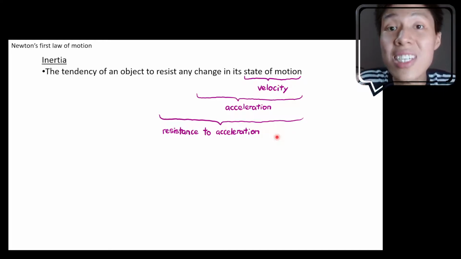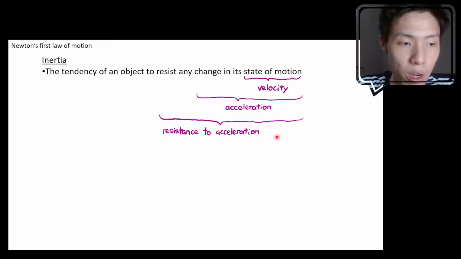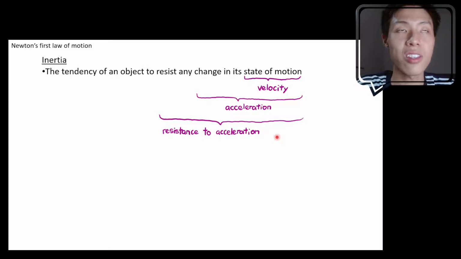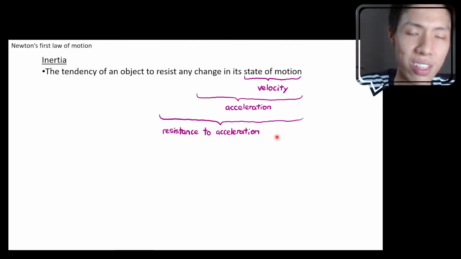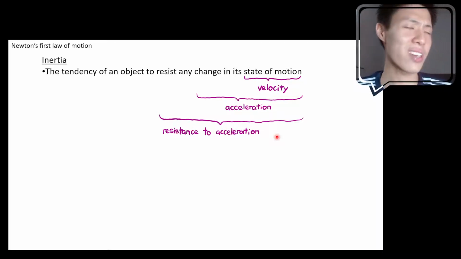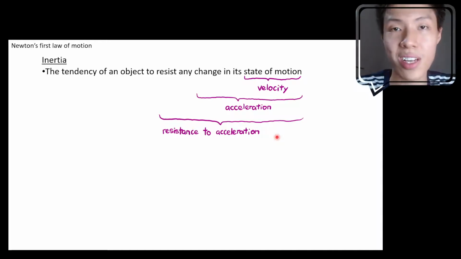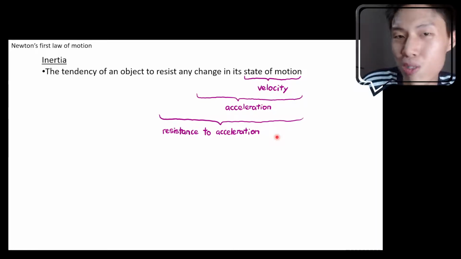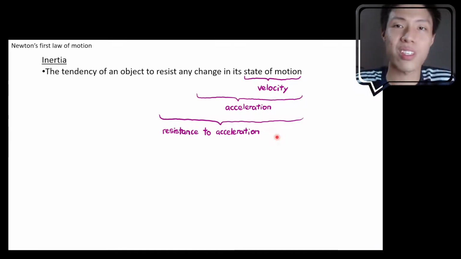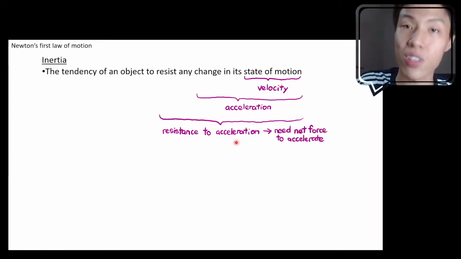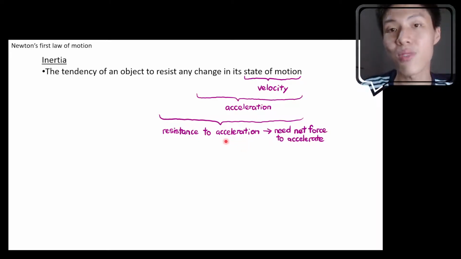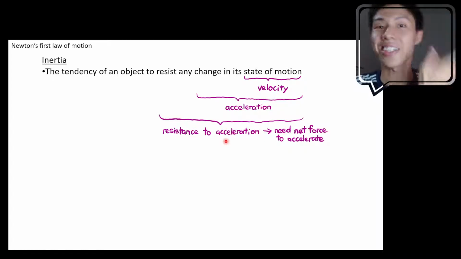So what do we mean by resist acceleration? Well, if an object has no resistance to acceleration, then it will just accelerate by itself, right? I don't resist any acceleration, I'm very good with acceleration, let's accelerate. So you don't need anything to cause it to accelerate. But if I have some kind of resistance to acceleration, then you have to force me to accelerate, and that is where the force comes in. Because an object has resistance to acceleration, you need net force to accelerate. Or else if it has no resistance, then it can just accelerate by itself.